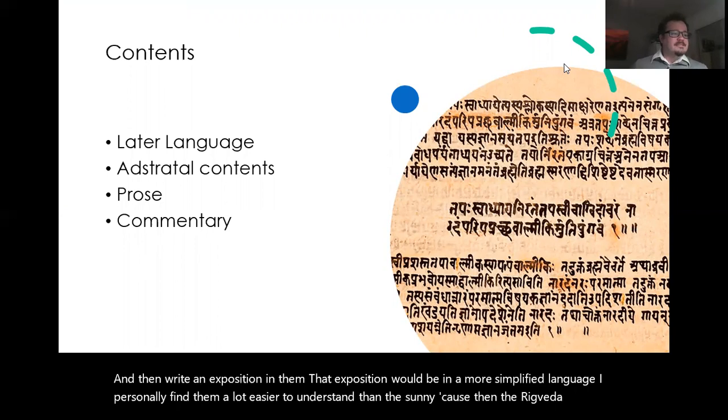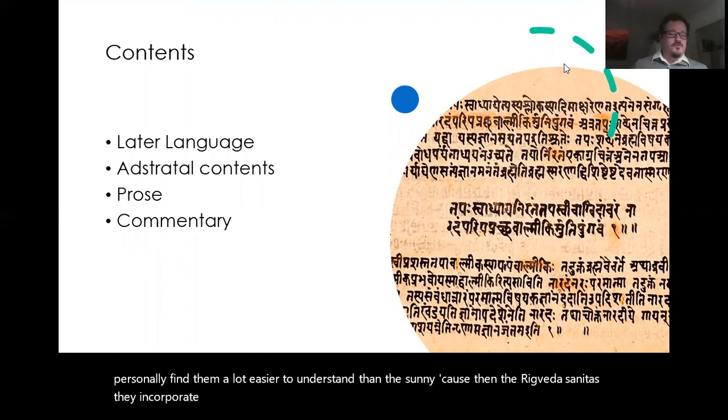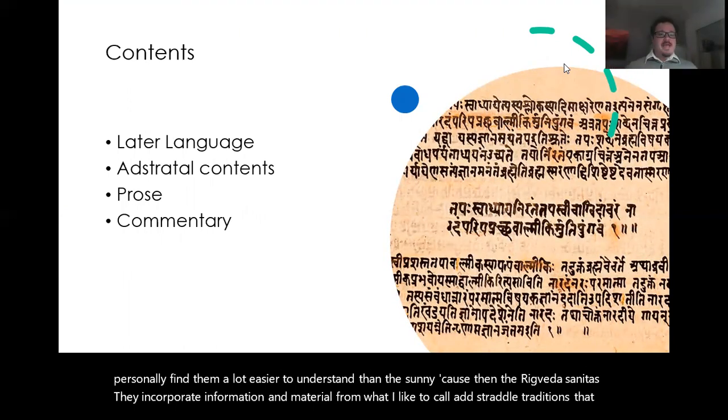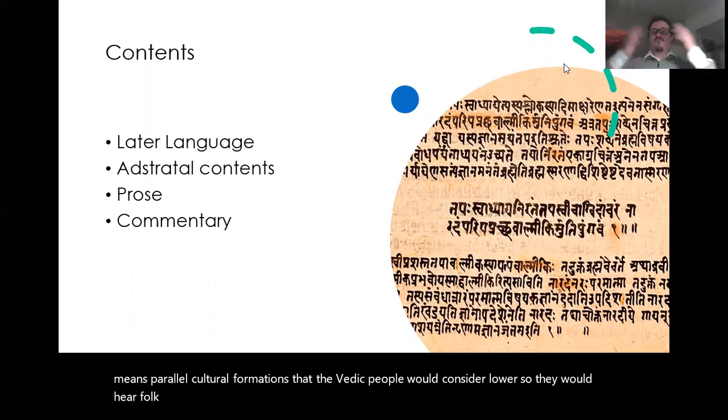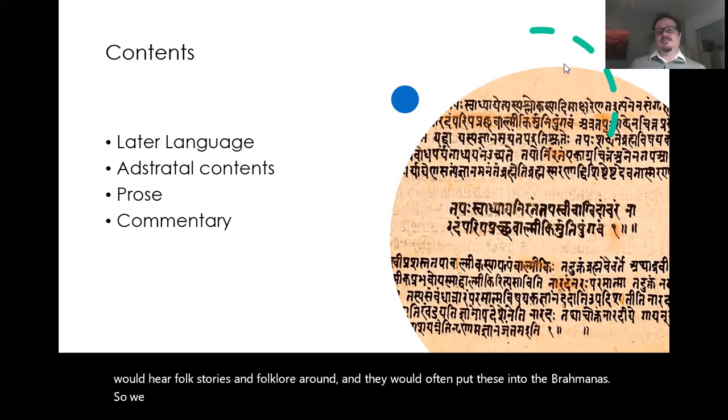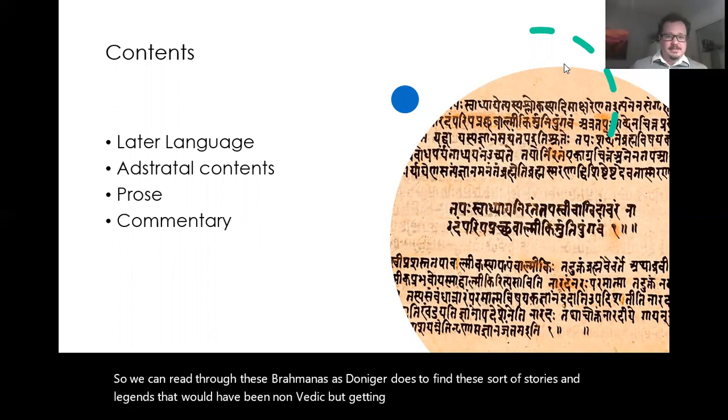They incorporate information and material from what I like to call adstratal traditions. That means parallel cultural formations that the Vedic people would consider lower. So they would hear folk stories and folklore around, and they would often put these into the Brahmanas. So we can read through these Brahmanas, as Doniger does, to find these stories and legends that would have been non-Vedic but get incorporated into the Vedas.